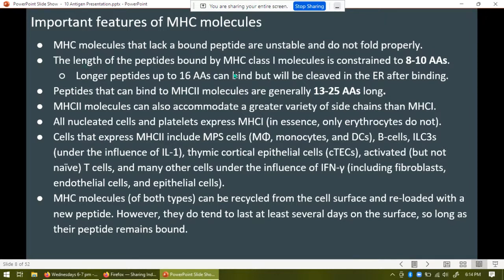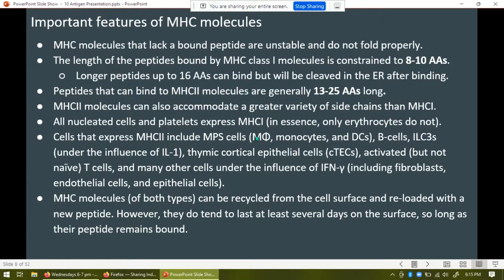MHC1 molecules bind to peptides that are 8 to 10 amino acids long. Now, with that being said, longer peptides can initially bind to the MHC1 peptide binding cleft, up to 16 amino acids, but they're going to be trimmed down to the 8 to 10 size after they bind. Okay, so the MHC1 binds to short little peptides, 8 to 10 amino acids. On the other hand, peptides that bind to MHC2 molecules are usually 13 to 25 amino acids long. Okay, so the one with the higher number, MHC2, binds to longer peptides, higher number of amino acids.